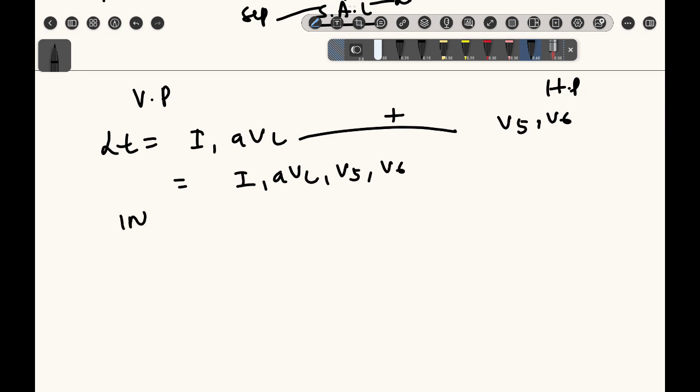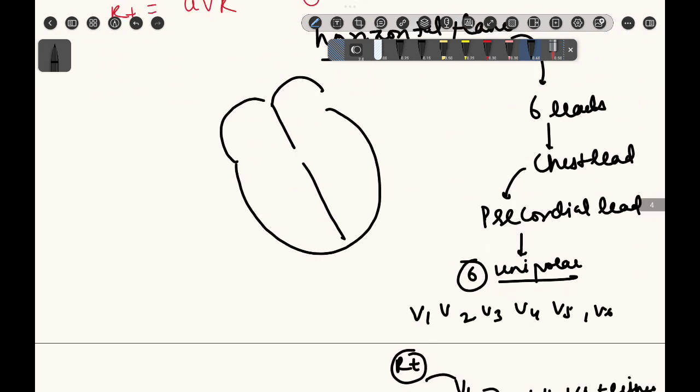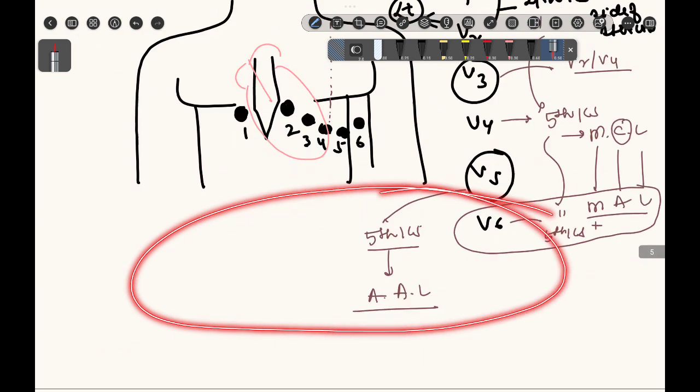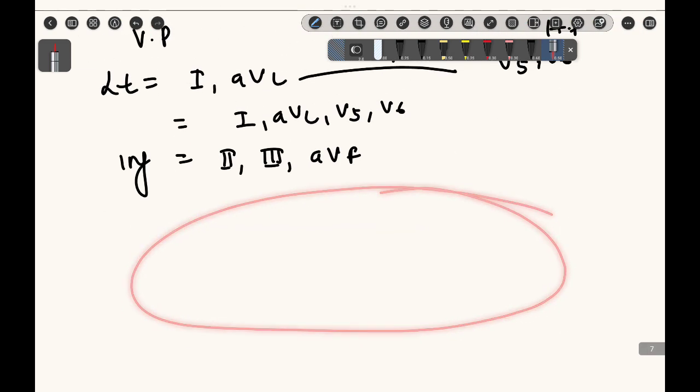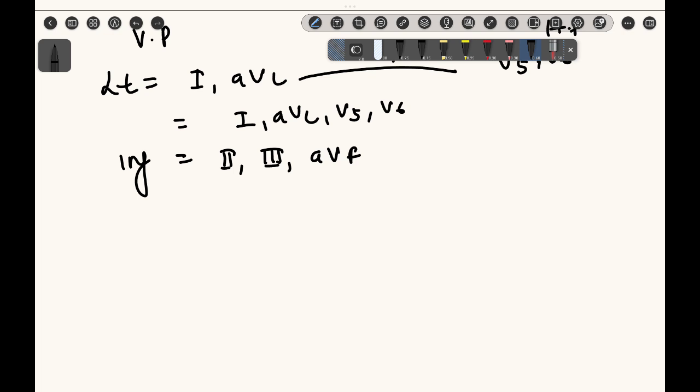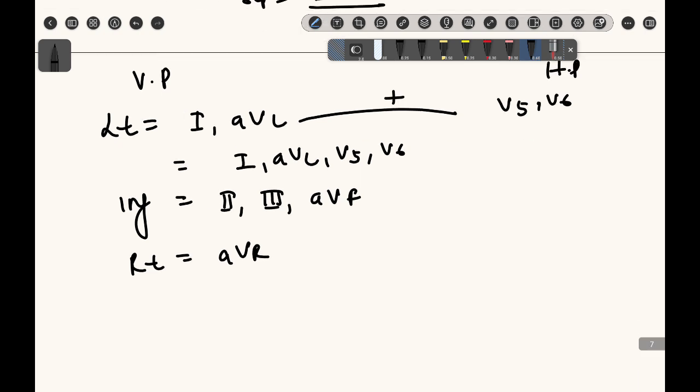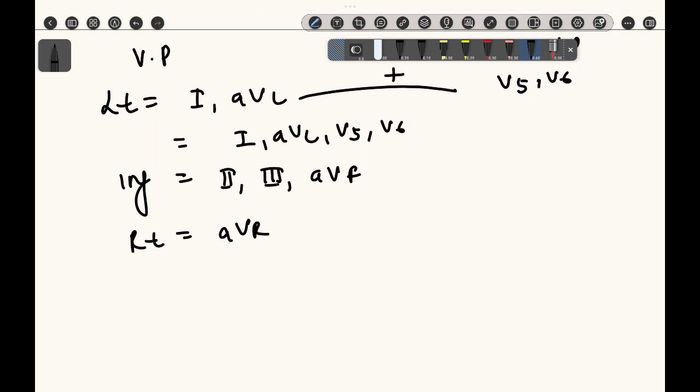And similarly, the inferior area will be represented by leads 2, 3, AVF in the vertical plane, as we remember. Do you remember this area as of now? This area, the 2, 3, AVF. Then if we go back, this particular part, the right side of the heart, was represented by AVR. So this much of information we got from the vertical plane.